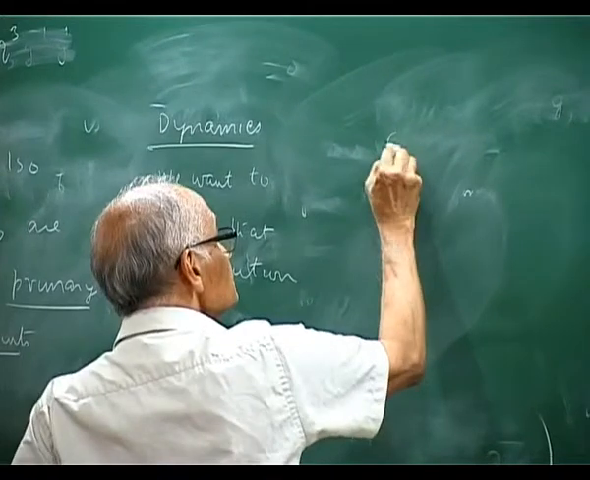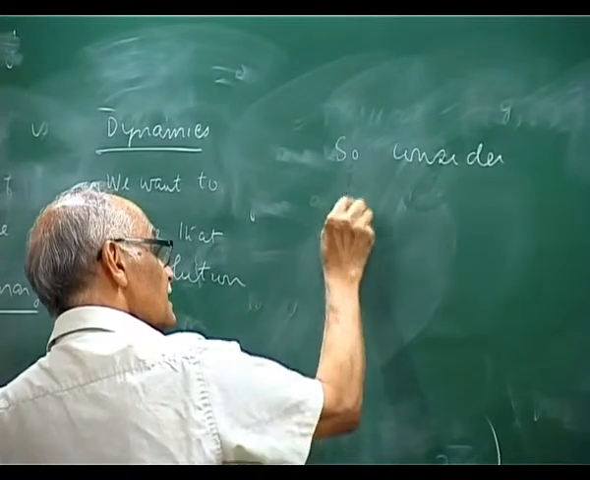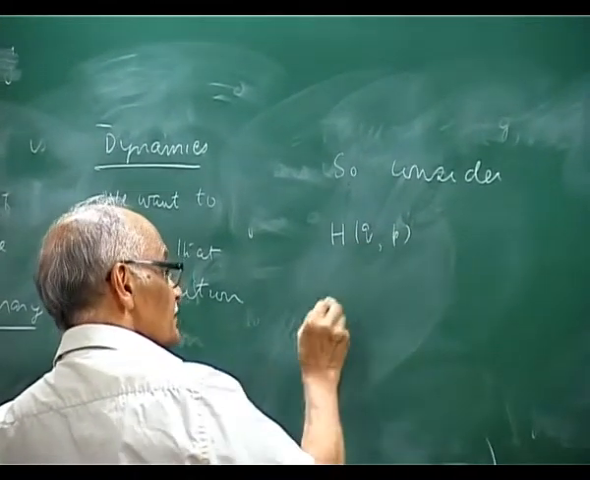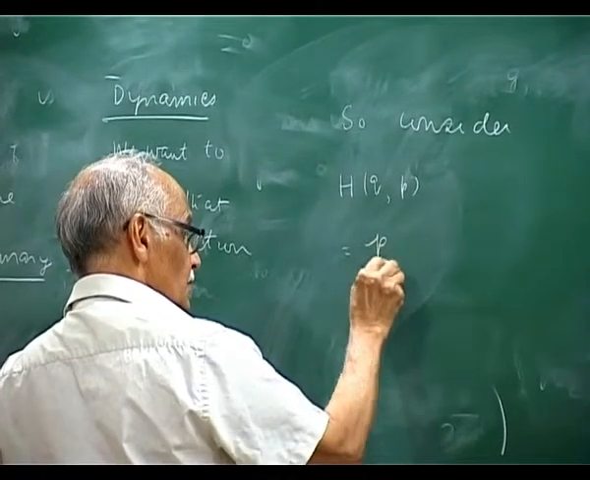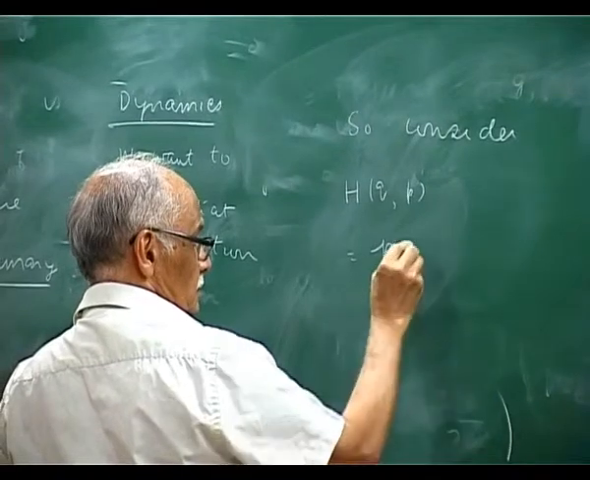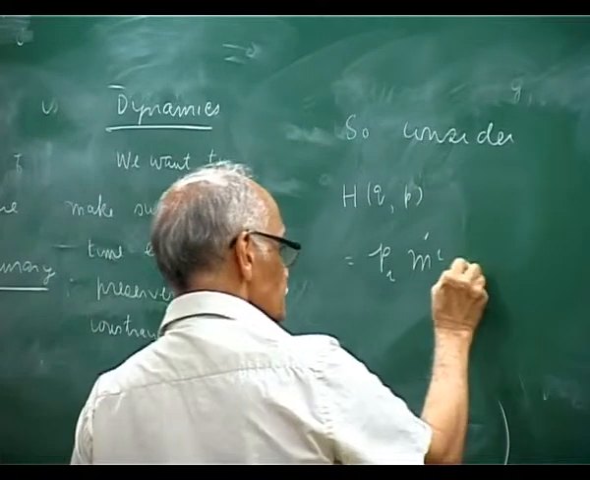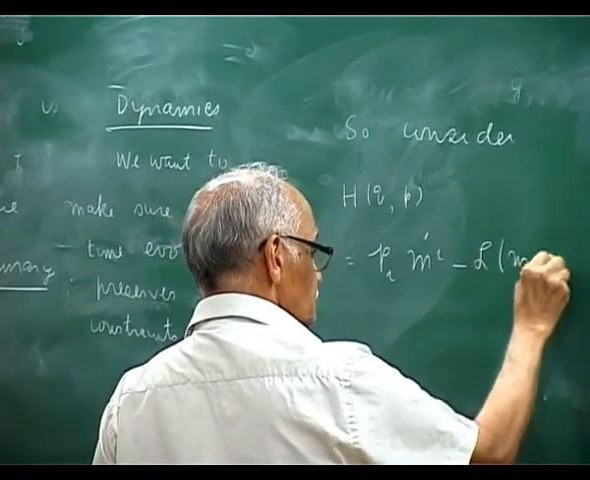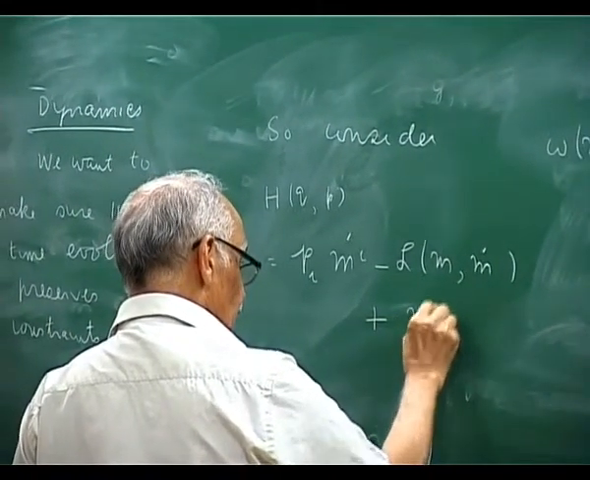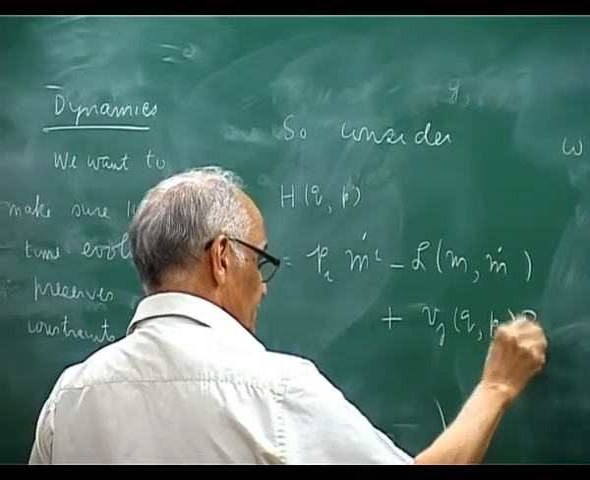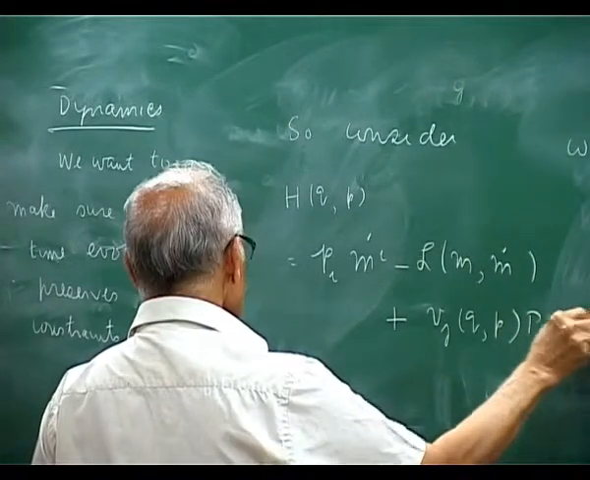So consider the Hamiltonian, I'll call it H of q, p, which will be the usual thing, p_i q_i dot, where I write p_i as a function of q and q dot as I told you, minus L of q, q dot. Now plus, I will add v_j of q, p times Pj. This is my Hamiltonian.